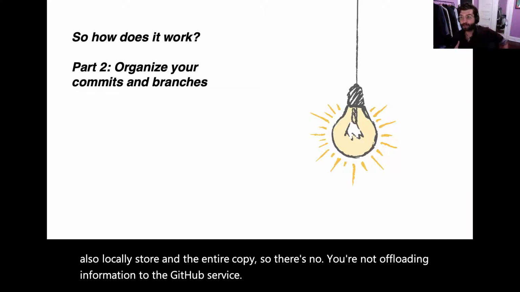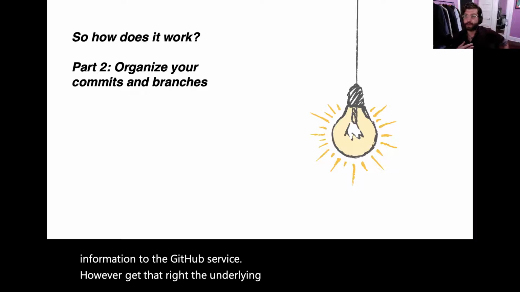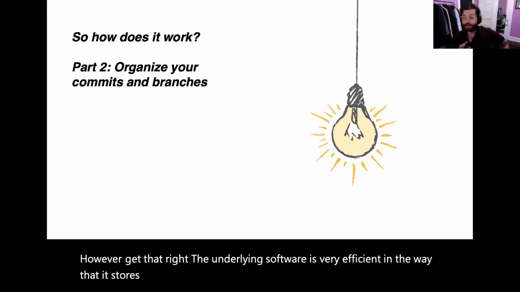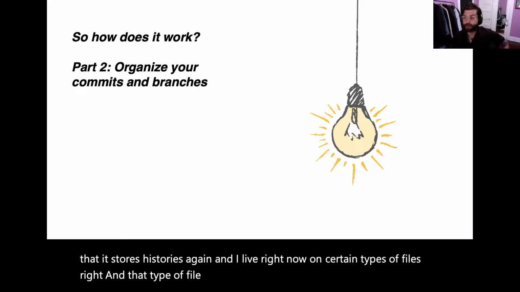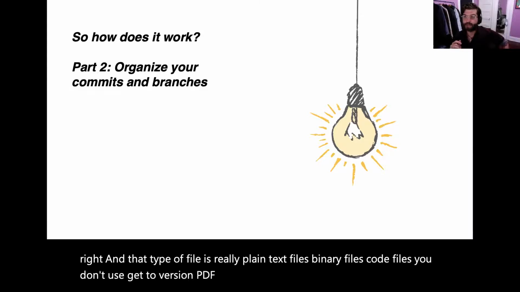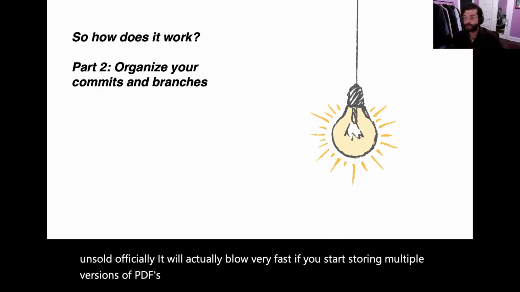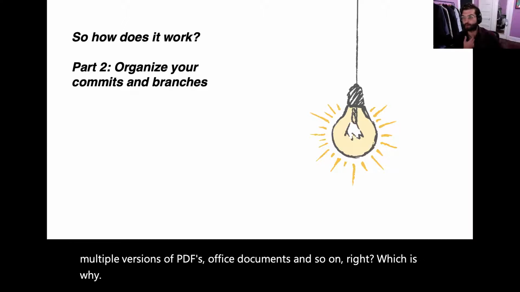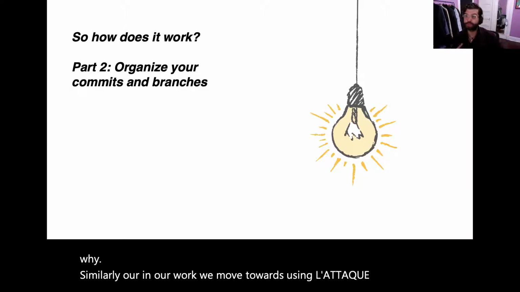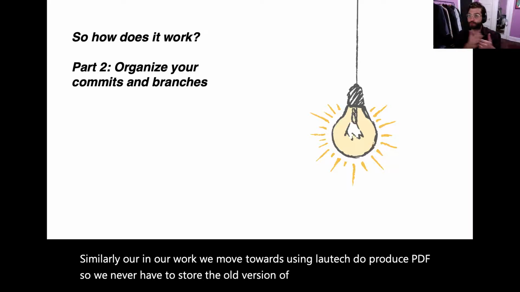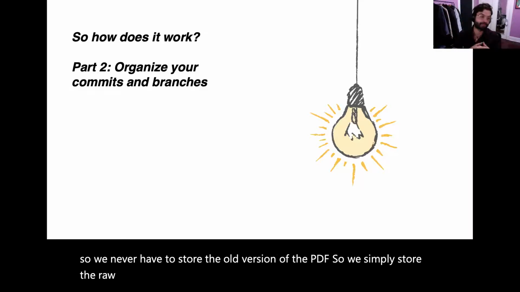However, Git, the underlying software, is very efficient in the way that it stores histories, on certain types of files: plain text files, code files. You don't use Git to version PDFs because there's no way to reconcile those and store them efficiently. It will bloat very fast if you start storing multiple versions of PDFs, Office documents, and so on. Which is why, similarly in our work, we move towards using LaTeX to produce PDFs, so we never have to store the old version of the PDFs. We simply store the raw materials as text files, which can be stored very, very efficiently in the history.